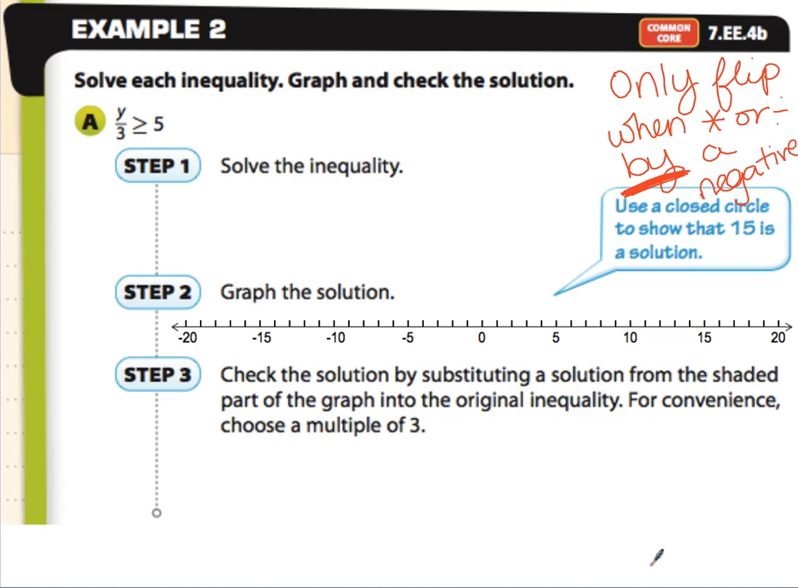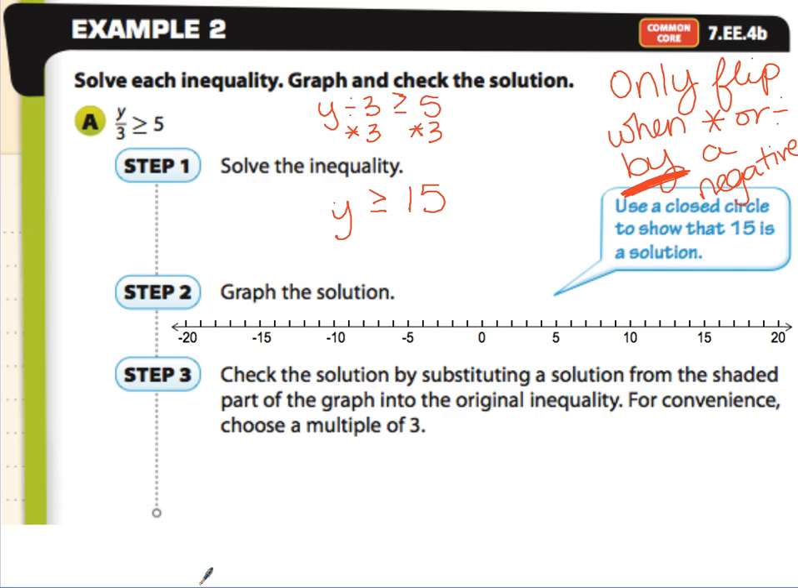Okay, so let's take a look. In this case, if you're confused by the y over 3, you can rewrite it. And remember, this is y divided by 3 is greater than or equal to 5. Now, I'm going to multiply both sides by 3. I am multiplying, but by a positive 3. So I do not have to flip my sign. So this becomes y, my sign stays the same, is greater than or equal to 15.